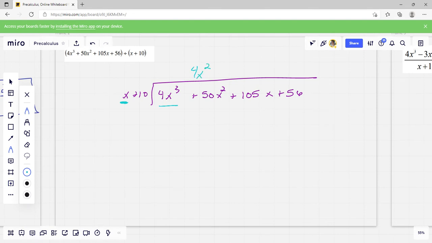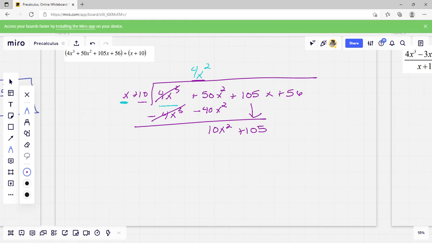Alright, next step is to multiply it by both my factors. So I need my 4x squared times 10, which will be 40x squared, and then I need my 4x squared times x, which would be 4x to the third. Then when I subtract, I'm going to change both my signs. Those were both positive. I made them negative. These cancel each other out, and I have 50 minus 40 would be 10x squared. Bring down my next factor.